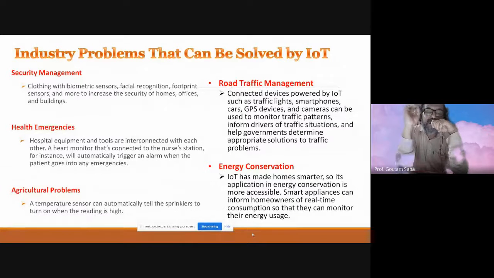The fuel supply will be stopped, so the thief cannot take away your car. And on the other hand, it will send an SMS to your mobile phone that your car is under threat. Please rush. So this is what we have done using the BTEC project, and we have applied for a patent for this.